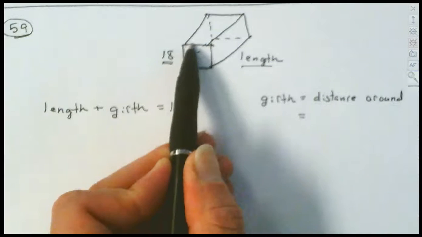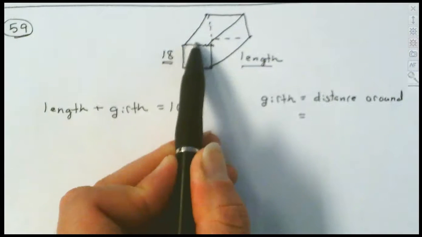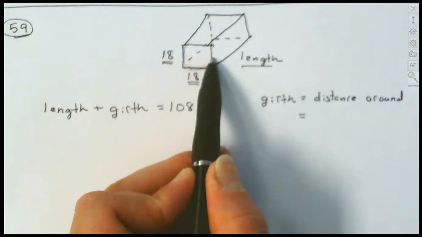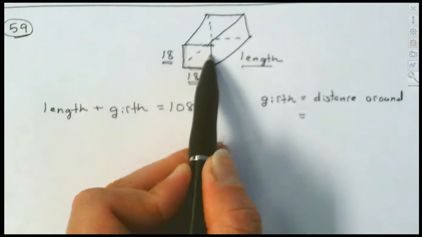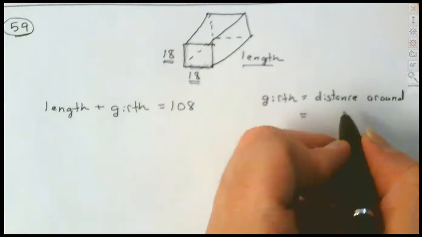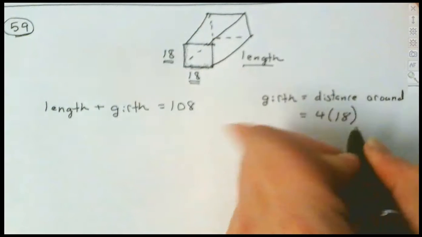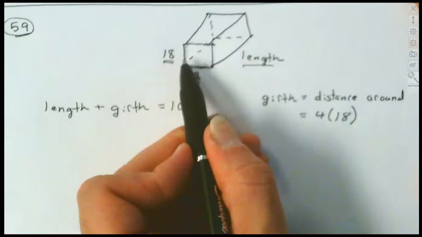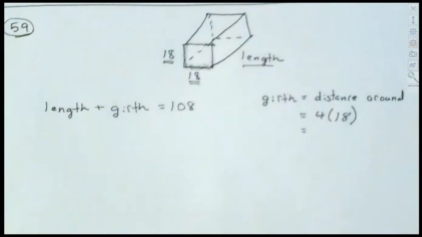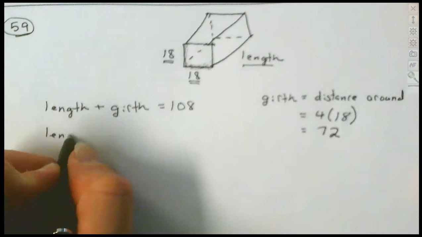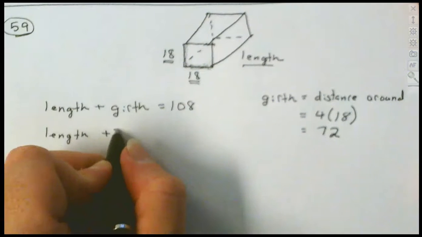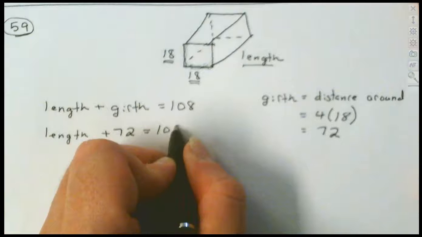If I add up all the sides on this end here, the distance around, they're all 18, and how many sides do I have here? On this piece here, I've got 4 of them. So my girth would then be 4 times the 18. That's your distance around, and you've got those 4 sides. So 4 times that 18 would be 72. Now we know the length plus your 72 equals that 108.